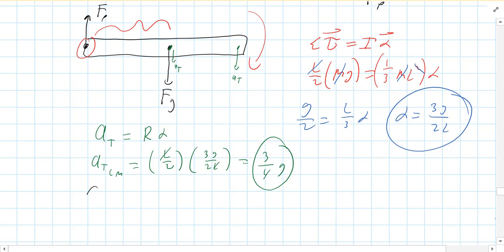What about the end of the rod? Well, the tangential acceleration of the end of the rod uses the same equation. It's the same alpha. Every part of the rod has the same angular acceleration, but they have different linear accelerations because they have different radii.